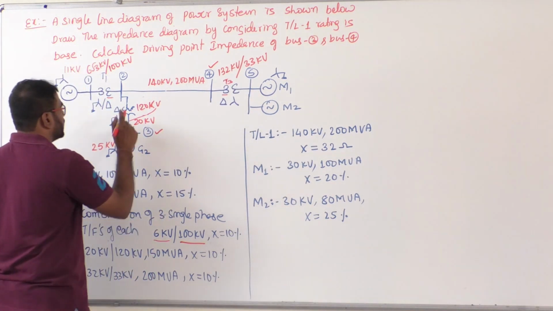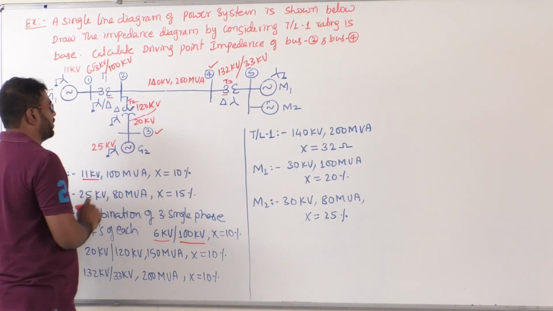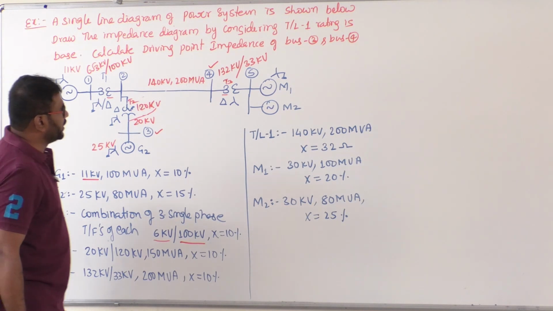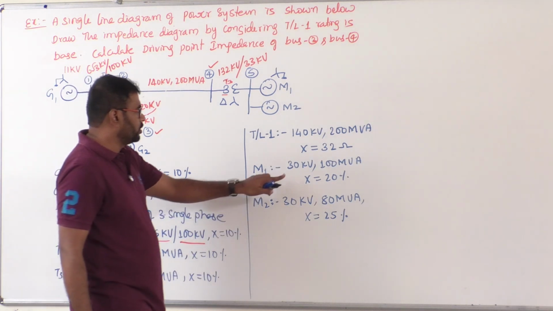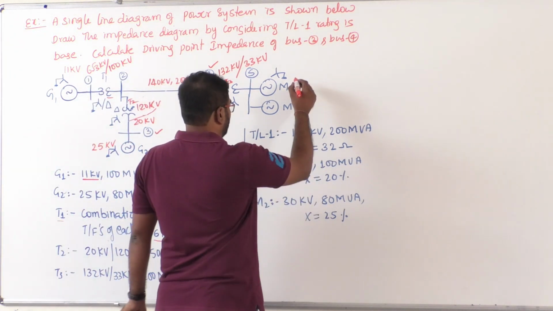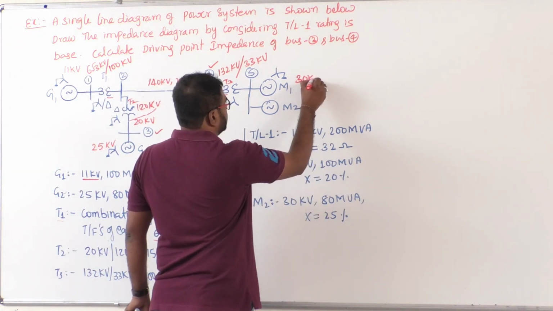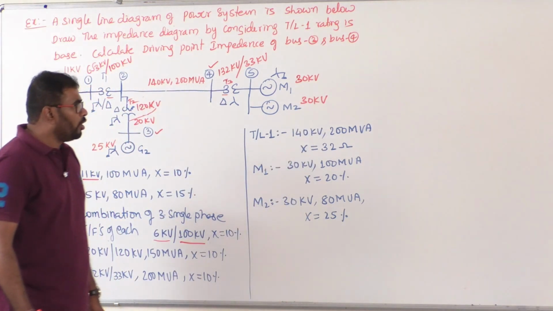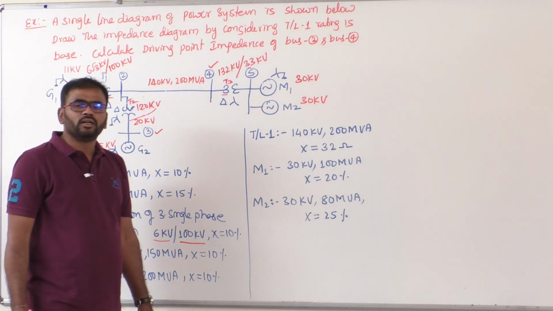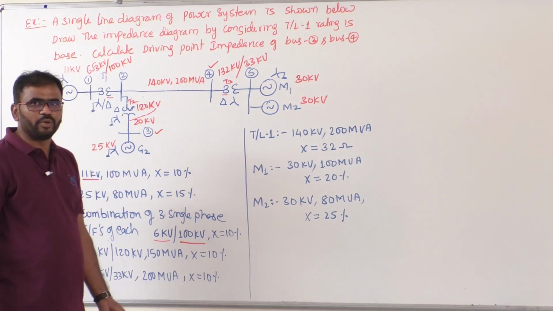Now this is our transformer 2. Fine. Now finally motor 1 and motor 2. Motor 1, what is the KVB old? It is nothing but 30 kV, and motor 2 also 30 kV. Combined, 30 kV. Clear? Now we need to see what the KVB new and MVAB new are.